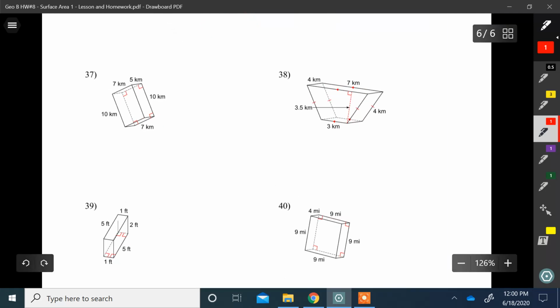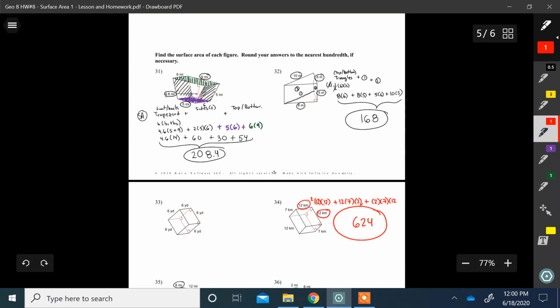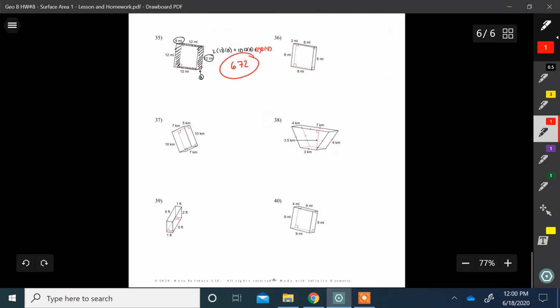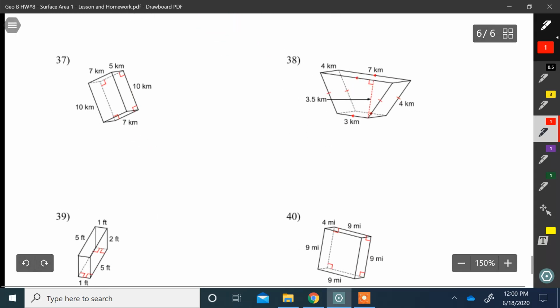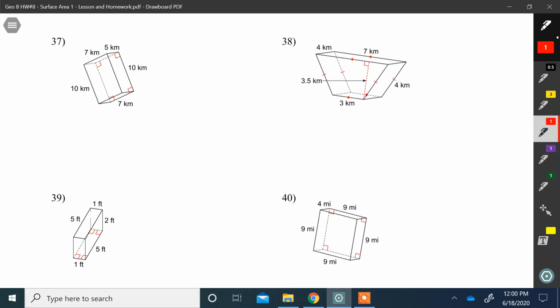I'll do 2 more. I'll do 38. No, actually, I do want you to do 38 as a challenge because that's similar to 31 and there isn't another one like that. So see if you can do that one. I know it's challenging, but I believe in you.